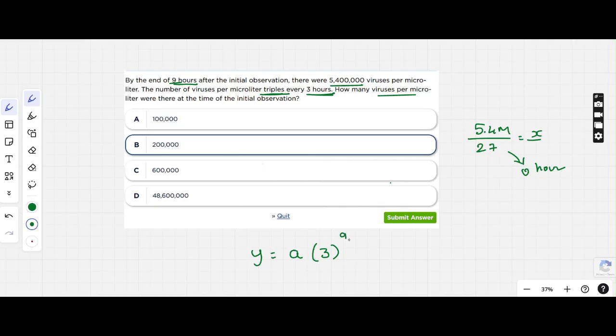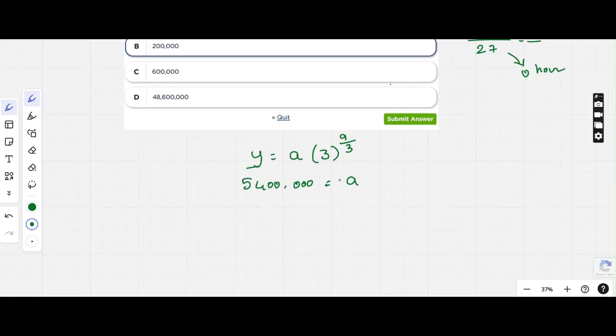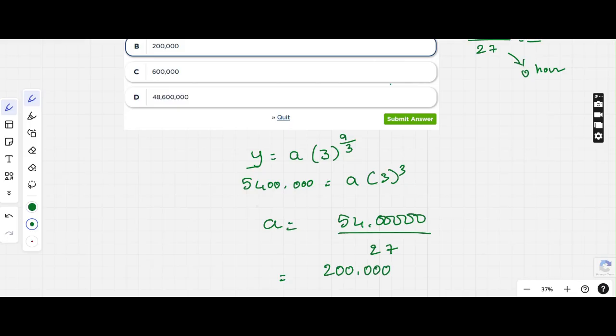Let me divide it by 3 so that it's going to give me how many times that 3 hours set happened. In 9 hours, we spent 3 hours 3 times. So now the final amount is 54000 equals the initial amount times 3 raised to the power 3, which gives the initial amount equals 54 divided by 27. This is going to give me around 200,000. So that's my solution, which is my initial value.